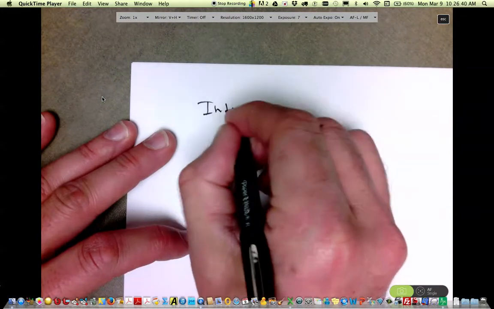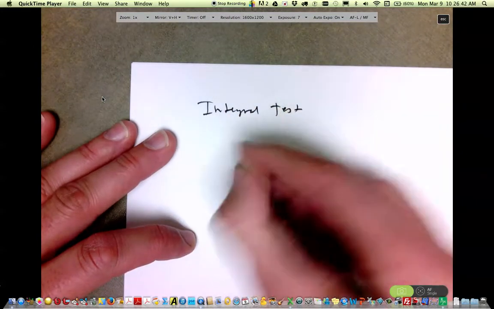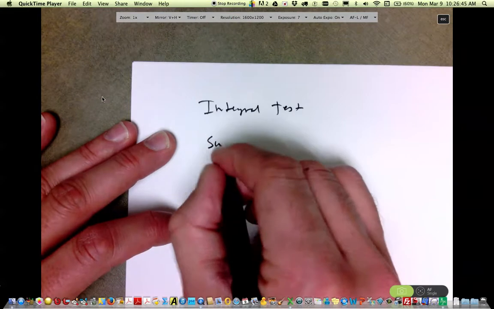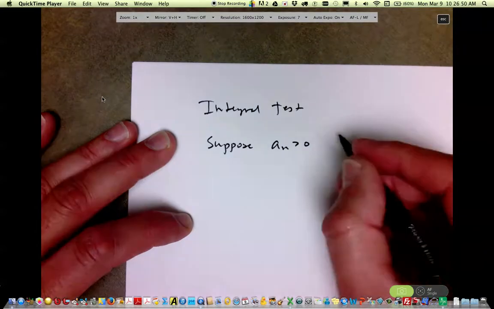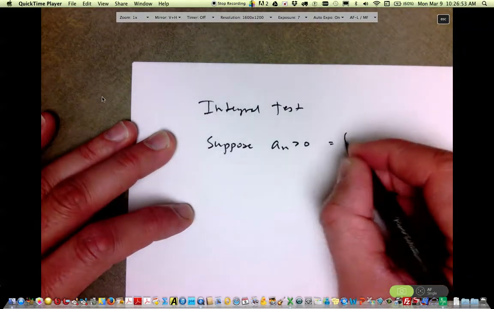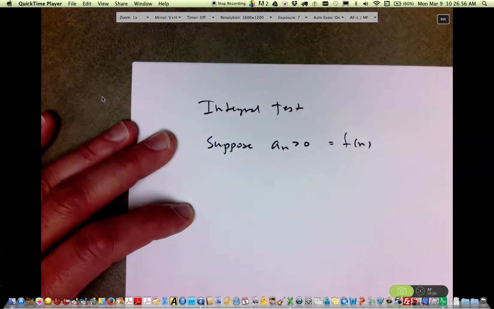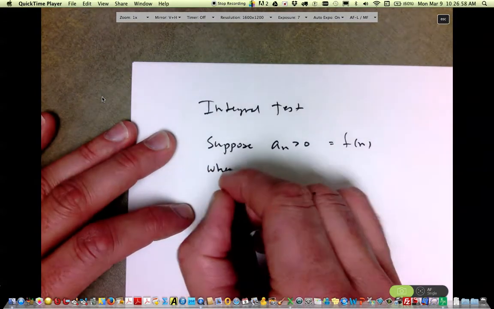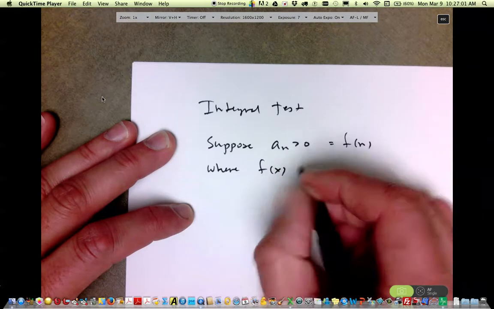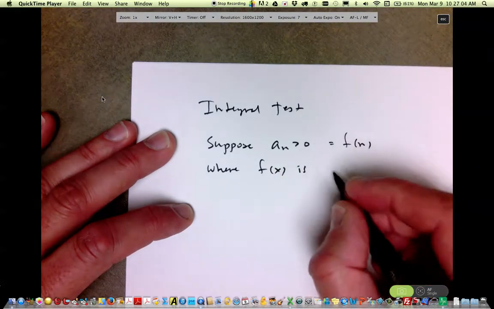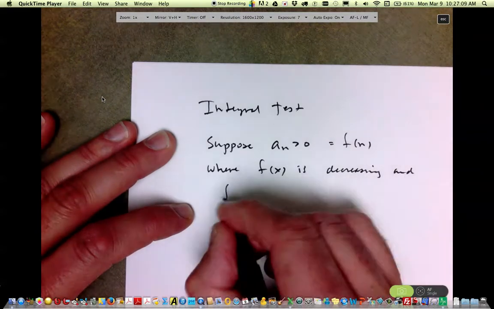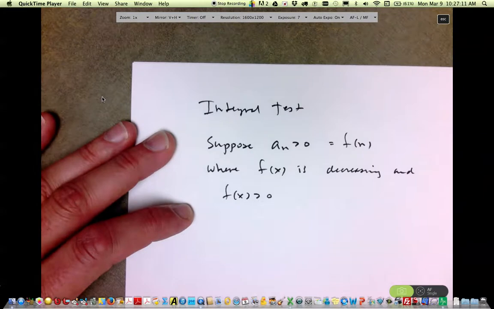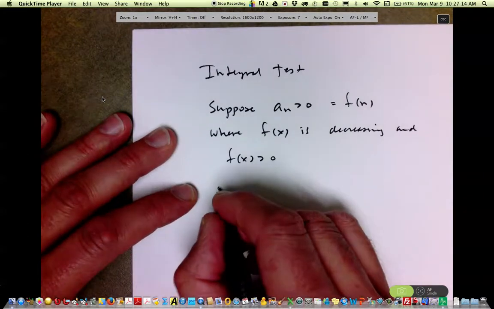It says, suppose a sub n greater than 0 is equal to some function, we'll say f of n, where f of x is decreasing and f of x is positive.